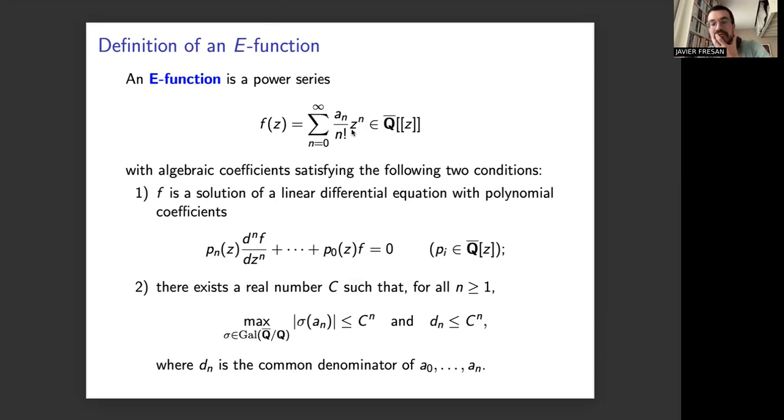I was going to say, if you delete the n factorial here and you keep the rest of the definition, you get something called a G function. And the reason is, again, that if you take a_n equal to 1, then you get the geometric series. So G is for geometric.